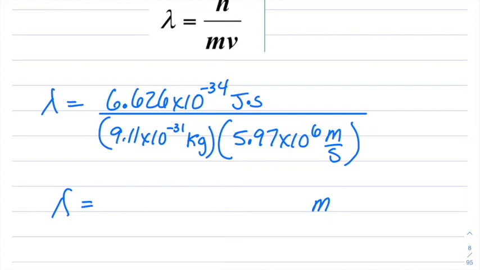So when you get a value, go ahead and type that into the chat box. All right, so I'm seeing 1.22 times 10 to the negative 10. How about the rest of you? Did you get something similar, different? All right, so it looks like lots of you are getting similar answers. Any questions on how we got this answer? Anyone want to see me calculate this one?